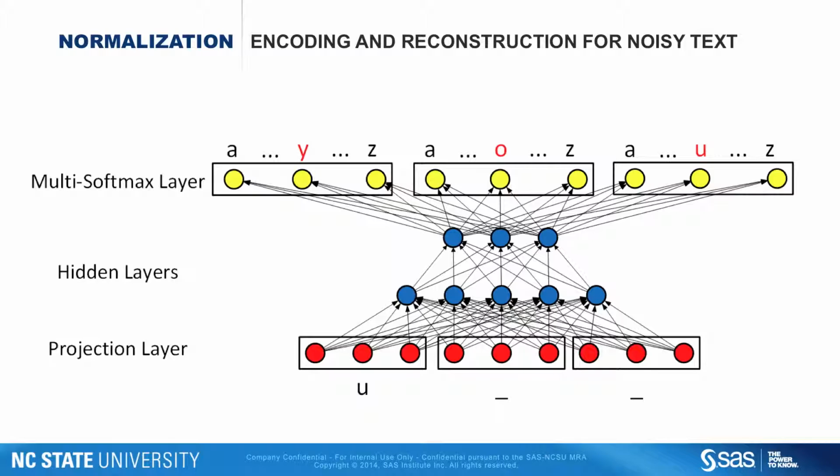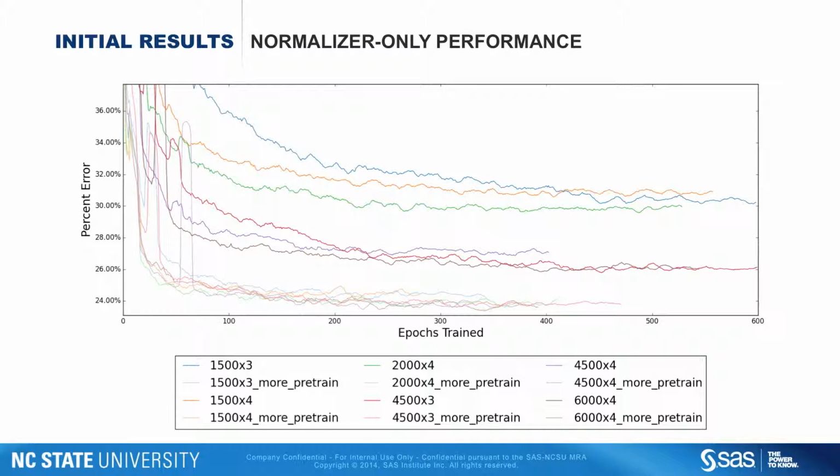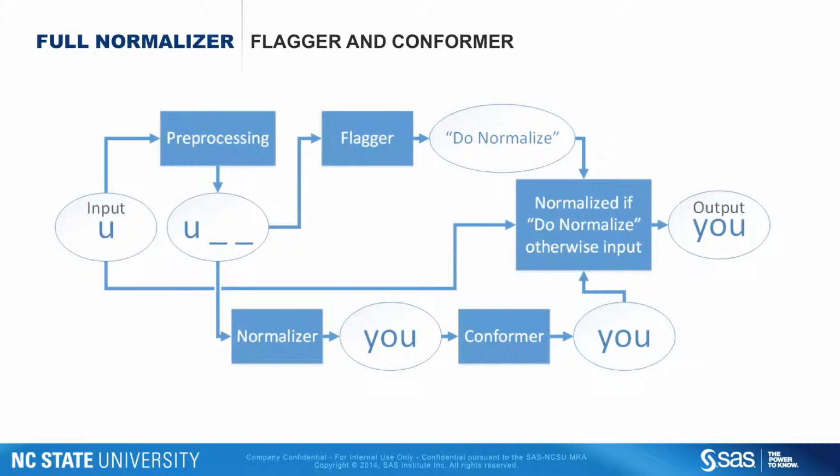And so this model looks pretty good. So how well does it work? When we are looking at this graph, one thing we should note is that this is the percent error, so lower is better. And of course, the longer we train it, the better we do. But 24% is the lowest error that we were able to get using only the normalizer as I just presented it. So in order to improve that, we've added 2 extra modules.